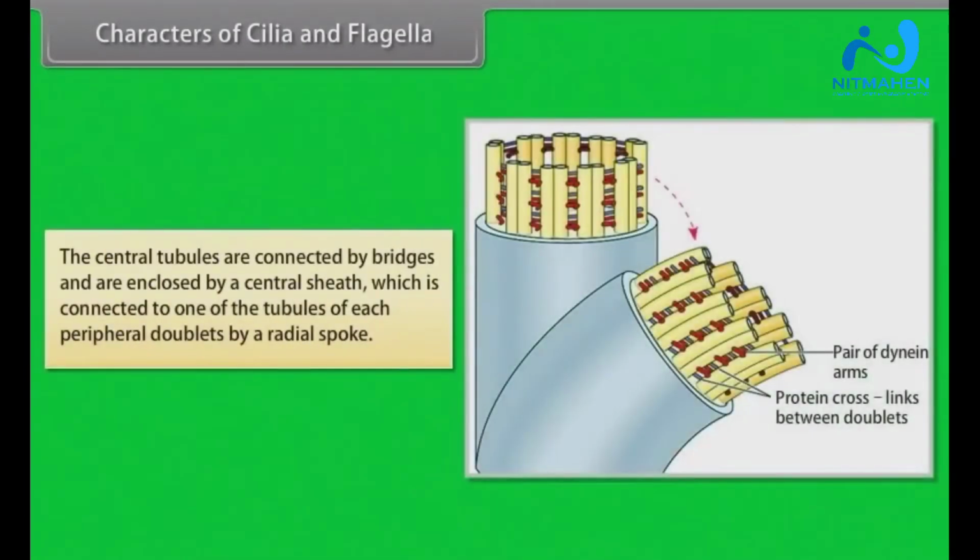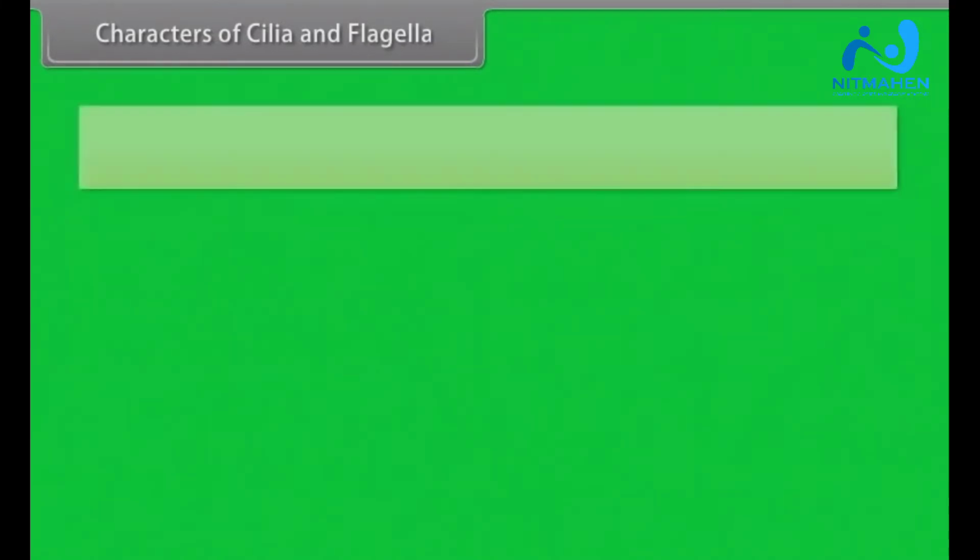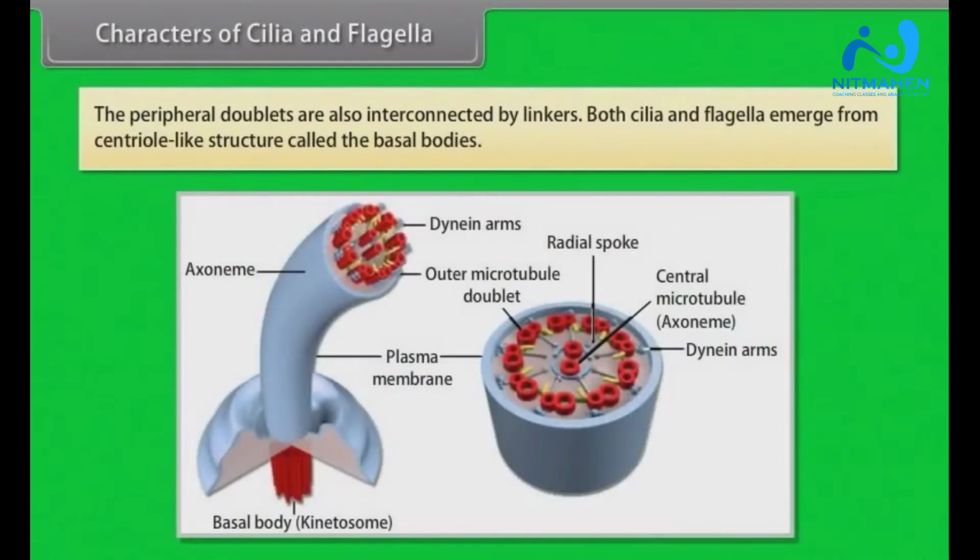The central tubules are connected by bridges and are enclosed by a central sheath, which is connected to one of the tubules of each peripheral doublet by a radial spoke. The peripheral doublets are also interconnected by linkers. Both cilia and flagella emerge from centriole-like structures called the basal bodies.